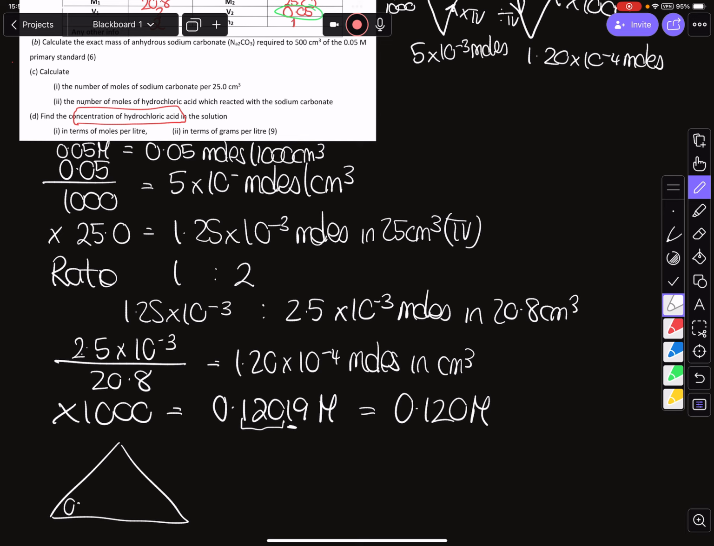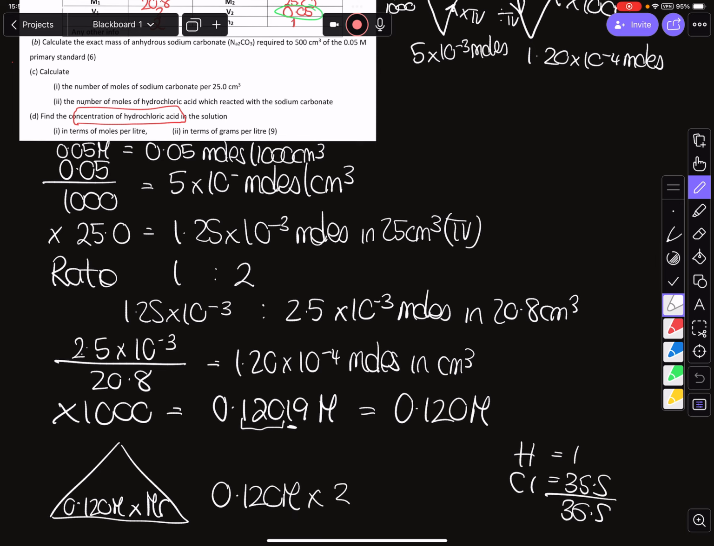So our mass triangle, we now have 0.120 big M. We're looking for the molar mass of our hydrochloric acid. So again, you always show all your workings out. It's equal to 1, it's equal to 35.5. That is a total of 36.5. So for our last bit, I go 0.120 big M by 36.5, and that is going to be equal to 4.3870.